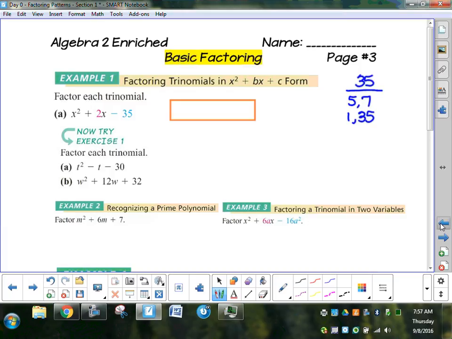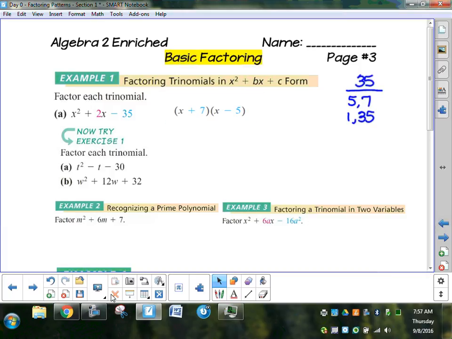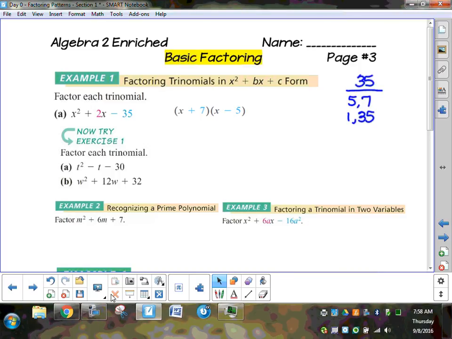And then we say, well, what gives me what? Well, I need to get a positive 2. So I need to make the 7 be the bigger one and the 5 the negative. So this would factor down to the quantity x plus 7 times the quantity x minus 5. That should be automatic for us. Go through right now, please, and do A and B underneath that.